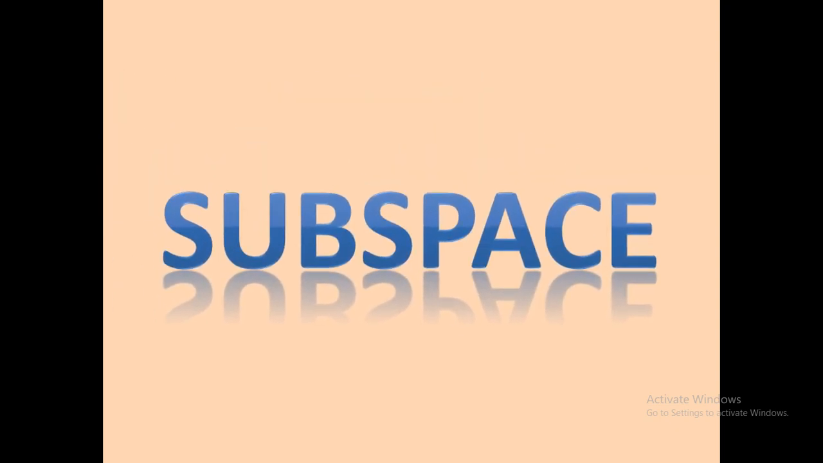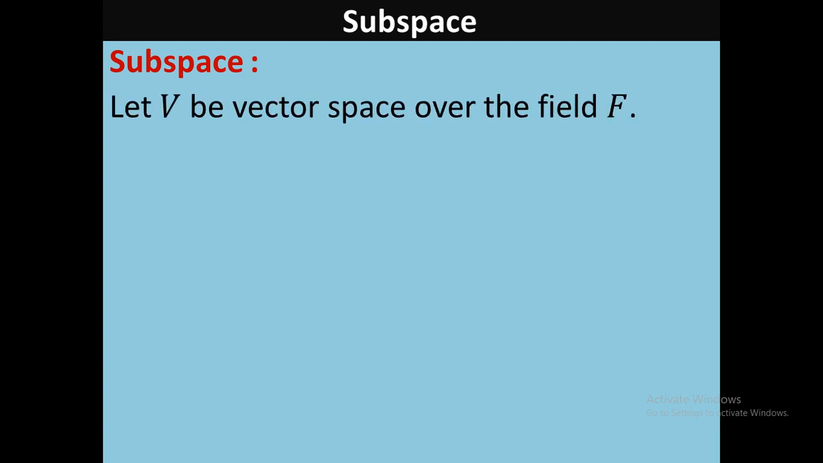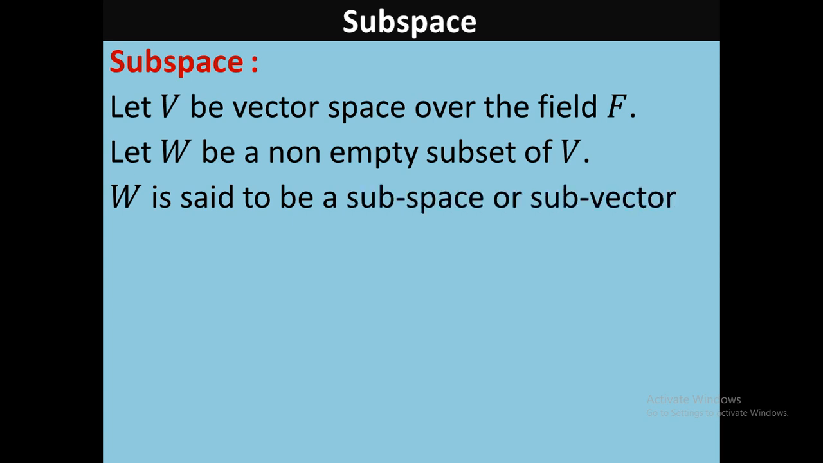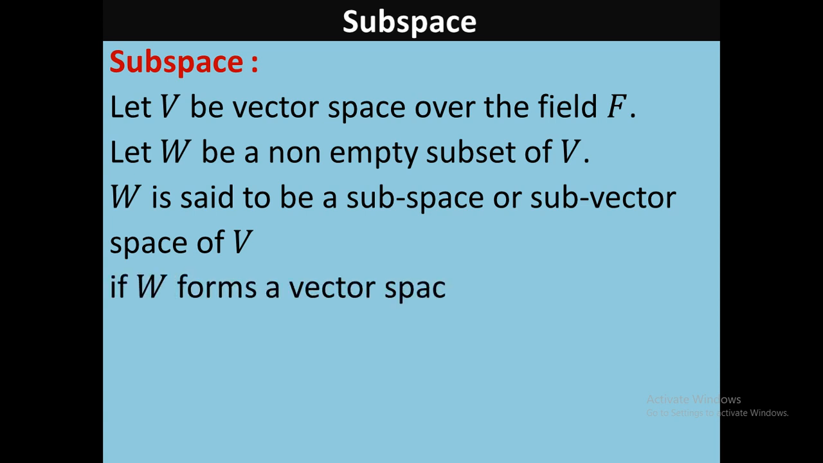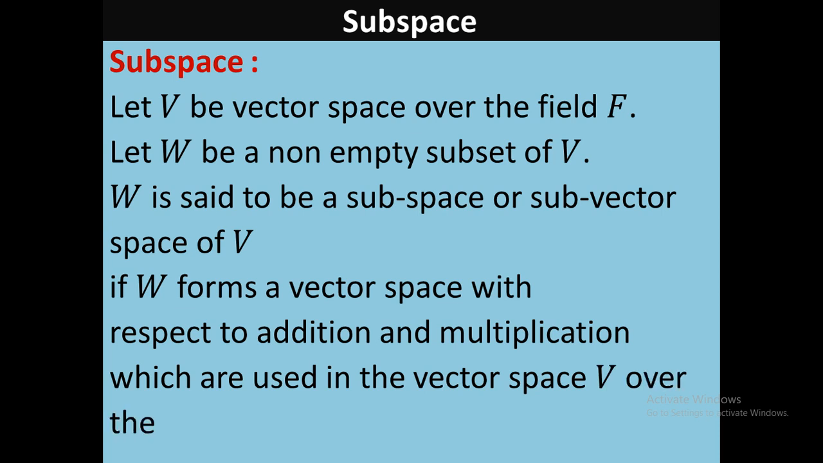At first, I give the definition of subspace, which is also given in the previous video, that is in part 1. Let V be a vector space over a field F. Also let W be a non-empty subset of V. W is said to be a subspace or subvector space of V if W forms a vector space with respect to addition and multiplication, which are used in the vector space V over the field F.